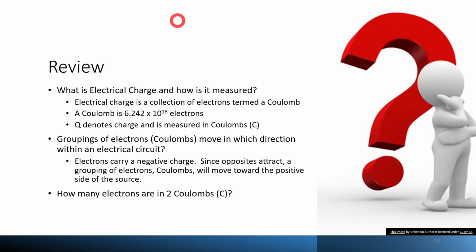How many electrons are in 2 coulombs? So again, pause the video, calculate that out, and come back. So if we take 2 and we multiply it times 6.242 times 10 to the 18th electrons, we will get how many electrons there are in 2 coulombs. It is 12.284 times 10 to the 18th electrons.